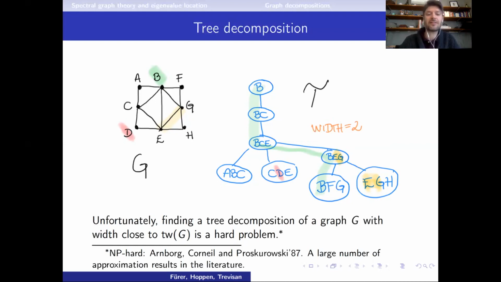And unfortunately, finding a tree decomposition of a graph with width close to the treewidth is a hard problem. So we have a reference for NP-hardness, and a large number of approximation results are in the literature.